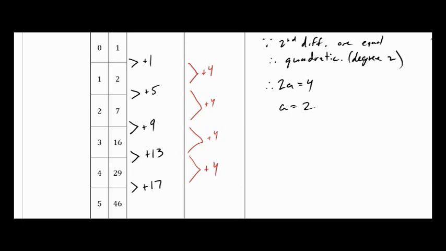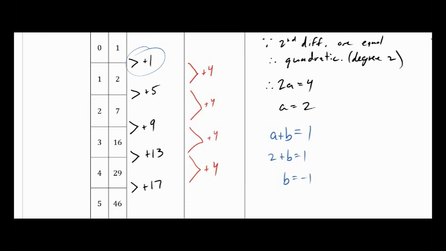Well, we also know that the difference between 0 and 1 is A plus B, and it's also 1. Nice. So can we do this? A plus B is equal to 1. From here, right? But I know A is 2, so this is 2 plus B equals 1. So B is negative 1.